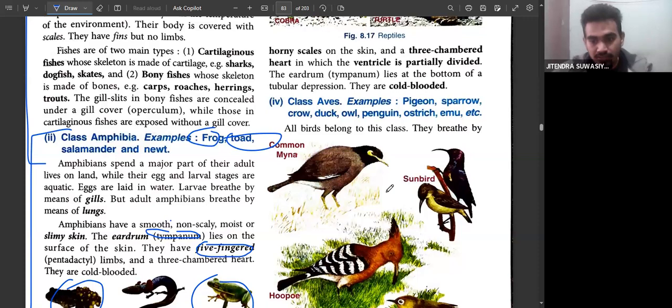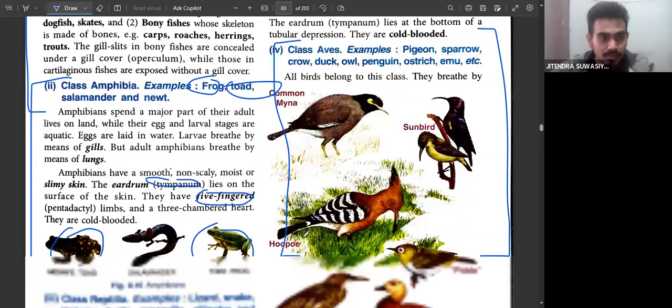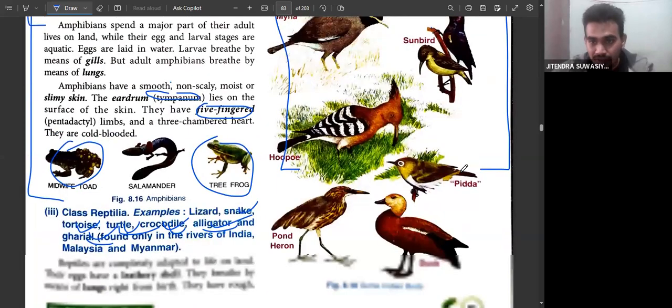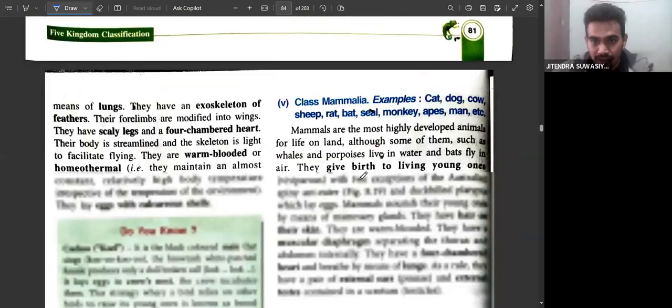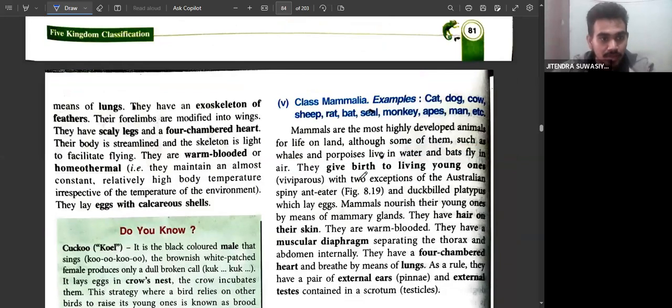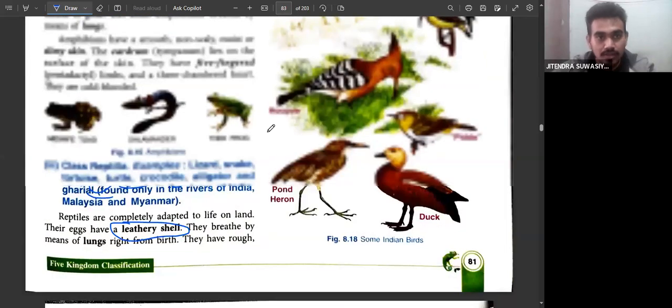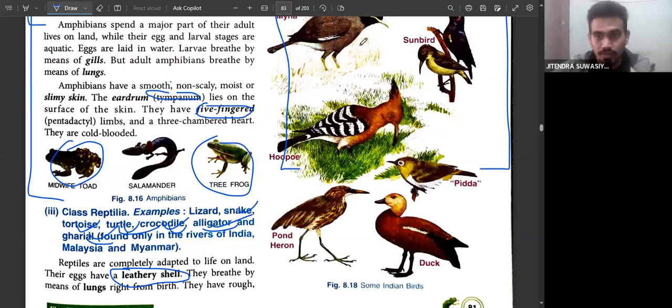From the next class, we are going to talk about the class Aves, that is birds. Can anyone tell me, whatever I was telling you, are you getting it? If you have any questions or problems, you can just ask here.